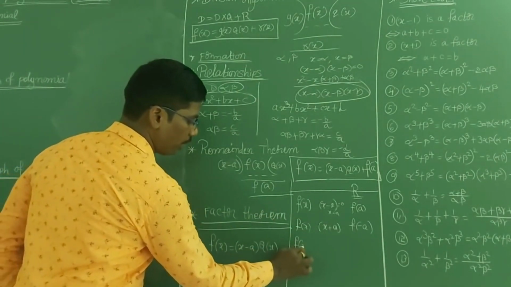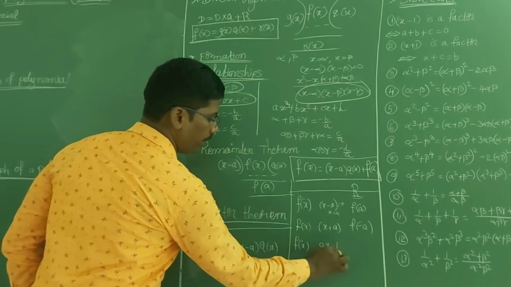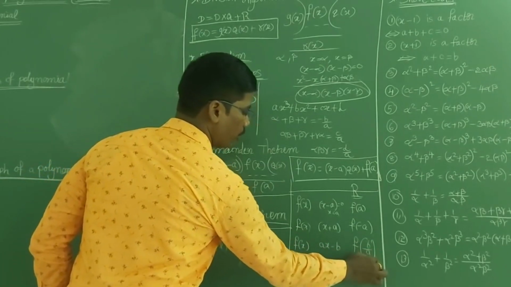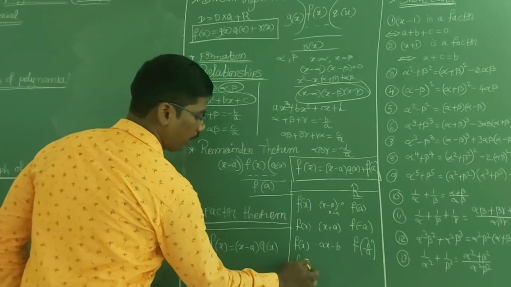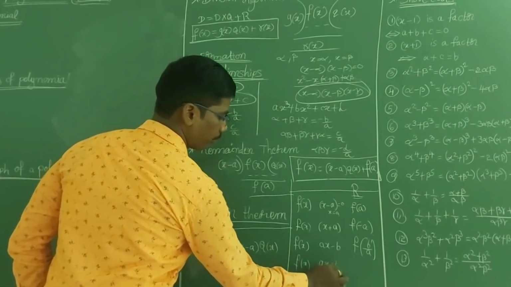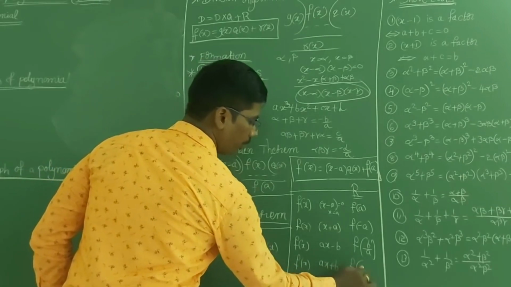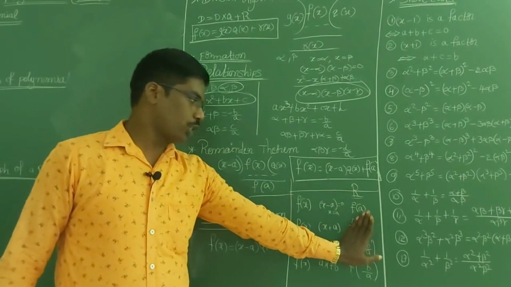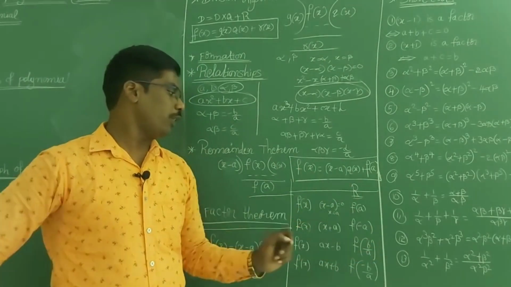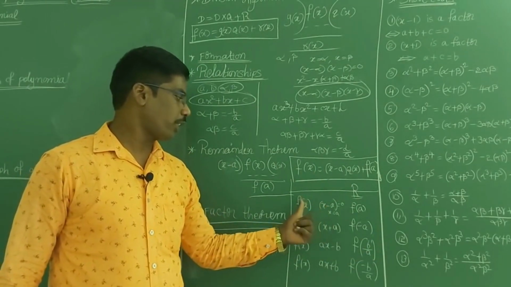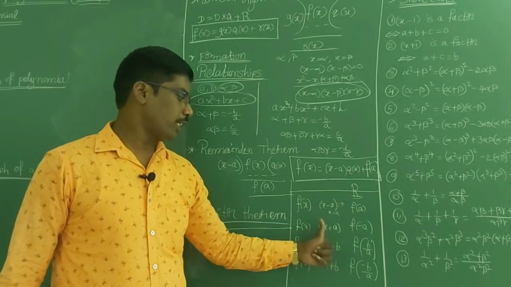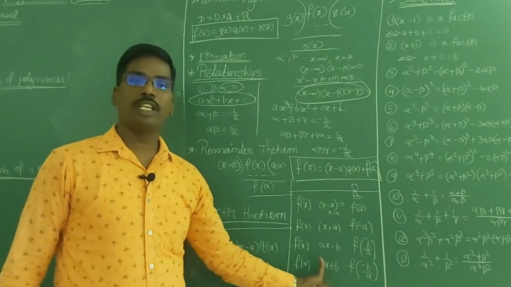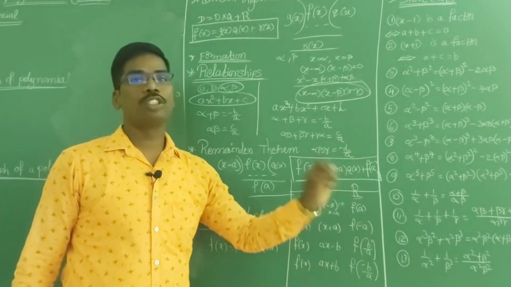If f of x is divided by ax minus b, then the remainder is f of b by a. If f of x is divided by ax plus b, then the remainder is f of minus b by a. If all the remainders are 0, then we will say that x minus a is a factor of f of x, x plus a is a factor of f of x, ax minus b is a factor of f of x, ax plus b is a factor of f of x, if remainders are 0.